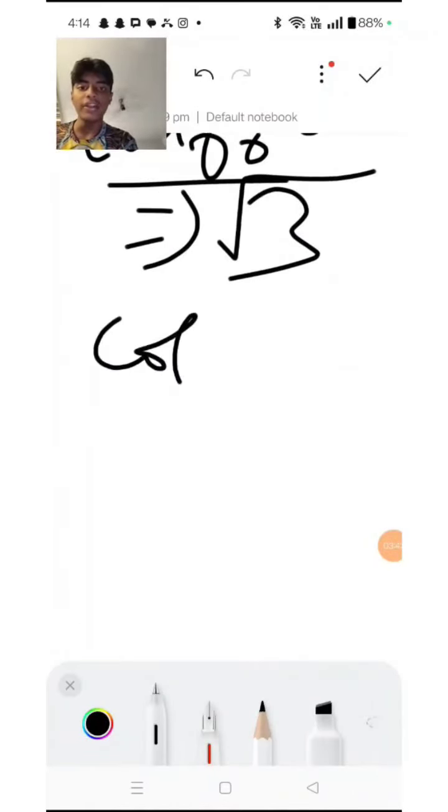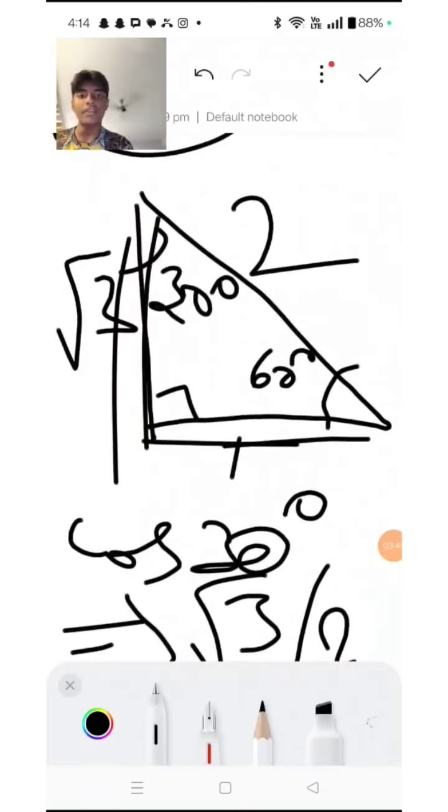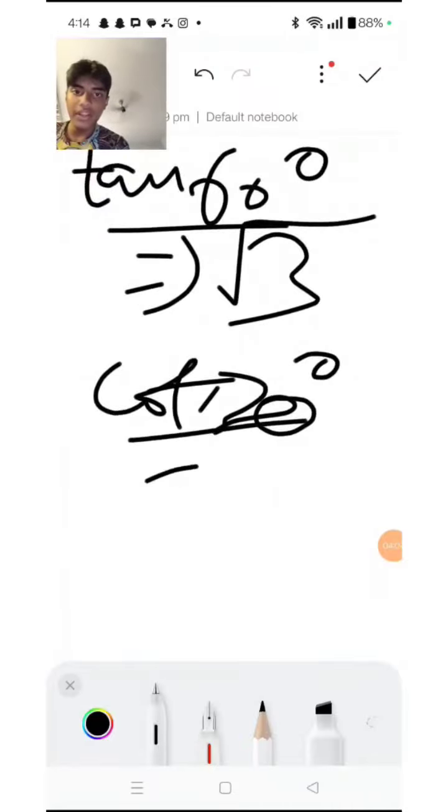Similarly, if you want to take cot 30. Cot 30 degrees, from the 30 degree point of view, this is the base and this is the perpendicular. Cot 30 is just the opposite of tan, so base by perpendicular, right? So root 3, again root 3. So cot 30 is ultimately root 3.